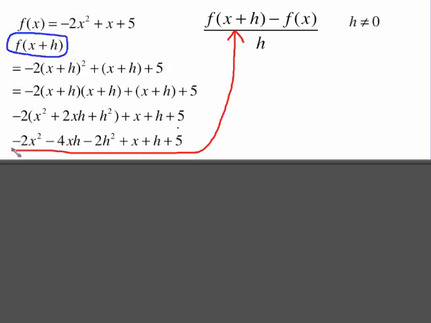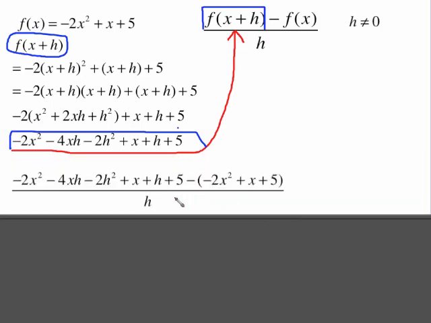So I'm going to plug all of this in for that f of x plus h. All of that's going to go in place of that little spot there. So that's this right here. Then I need to subtract f of x. F of x just refers to the original function, which is this right here. So I put it in parentheses because I do need to distribute that negative through there.